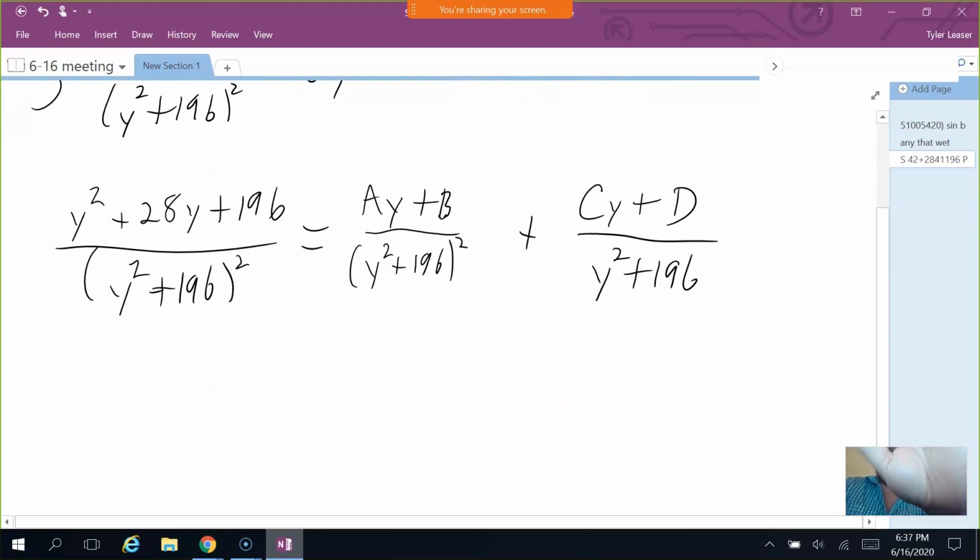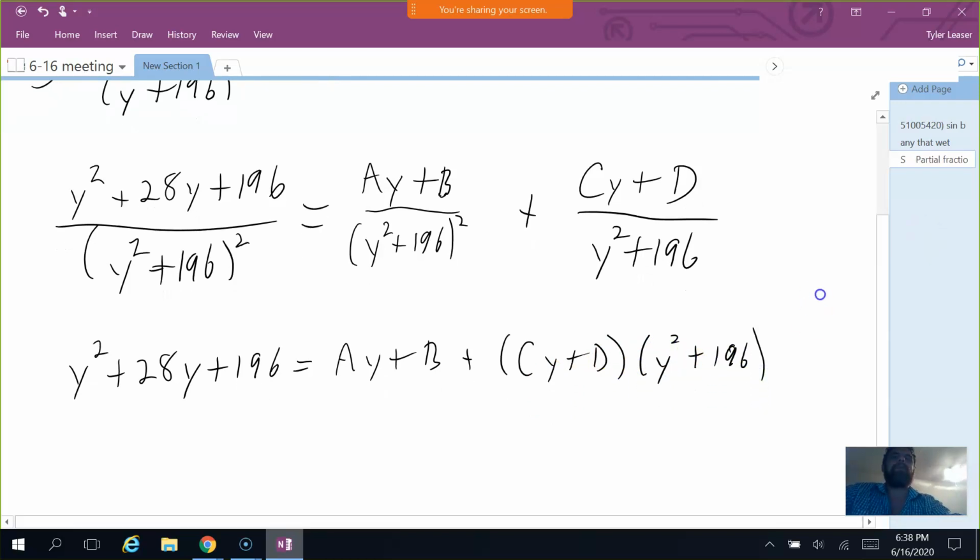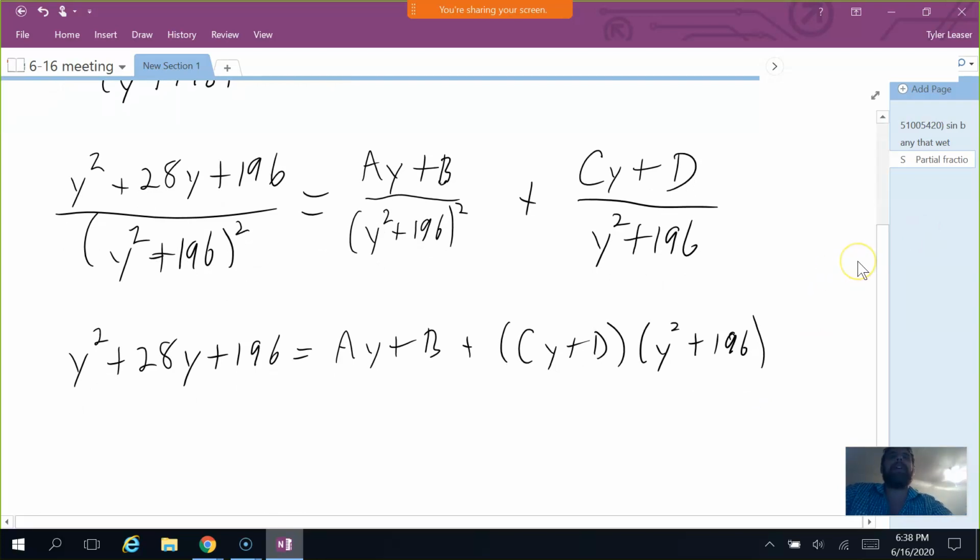To do that, we're going to multiply both sides by the common denominator. The common denominator is this y squared plus 196 all squared. When we multiply it on the left-hand side, it cancels out and we just get that numerator come straight down. When we multiply that on the right-hand side onto this first fraction, it cancels out and we just get the numerator. But on the second fraction, one of the factors cancels. We get the cy plus d, and we have the other y squared plus 196. All right, so that step was just multiplying both sides by that common denominator, y squared plus 196 all squared.